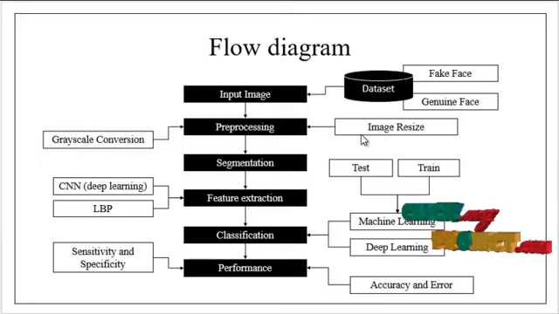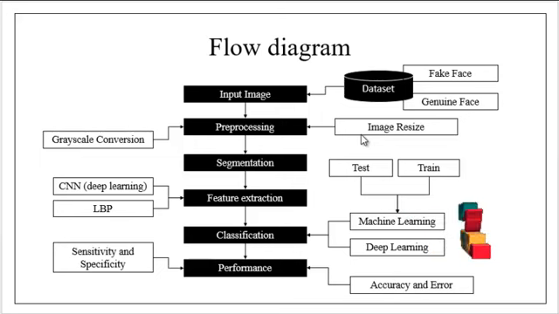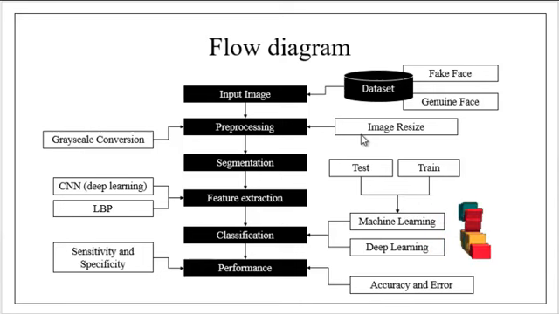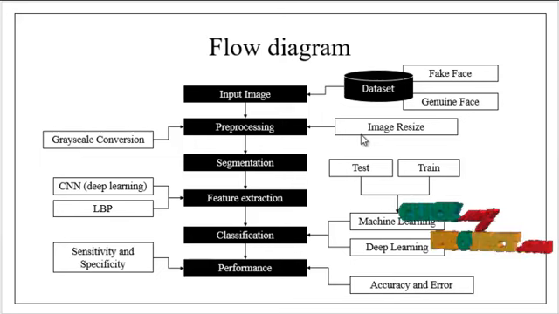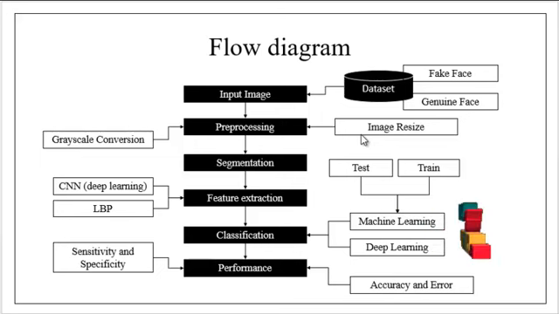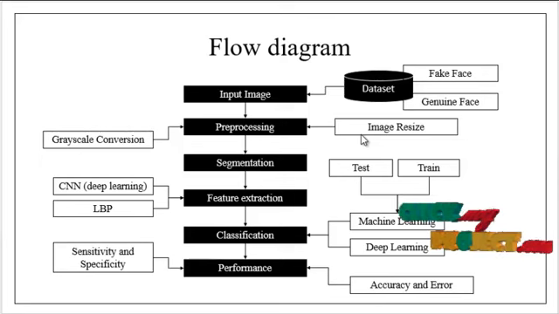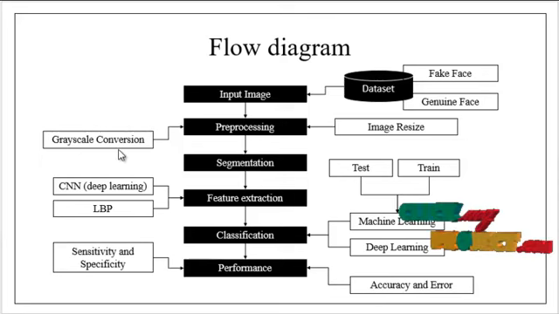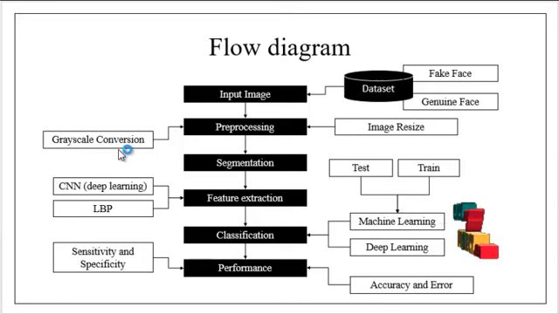In this image resize, the image will be resized to 256 x 256. The reason for the image resize is, for example, if I give an input image of higher resolution, the resolution of the image will be high, but the time taken for execution is very high. That is the reason we maintain the optimum size of the image by using image resize. After doing this, the grayscale conversion is carried out to convert the RGB image into grayscale form.